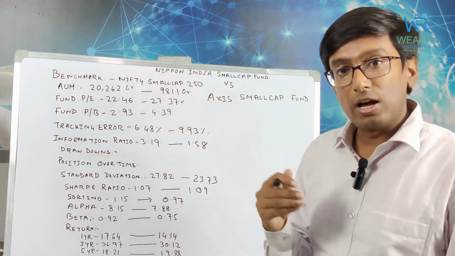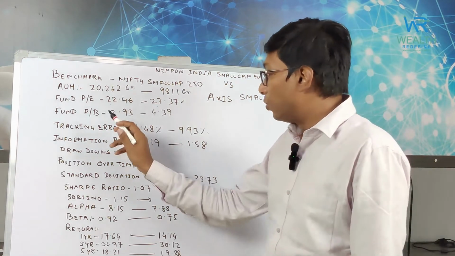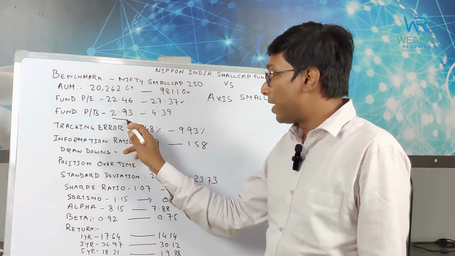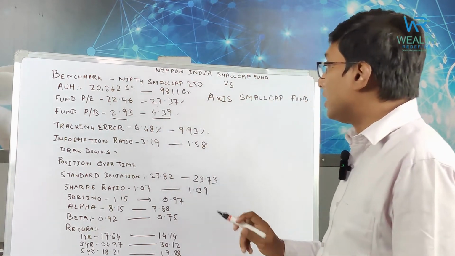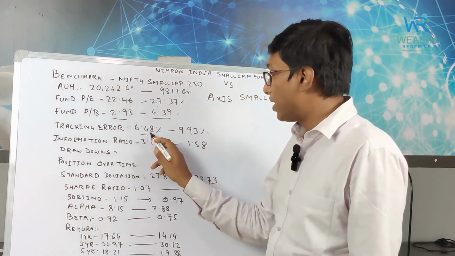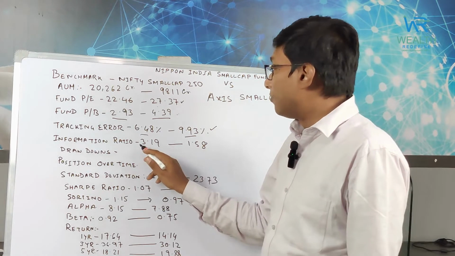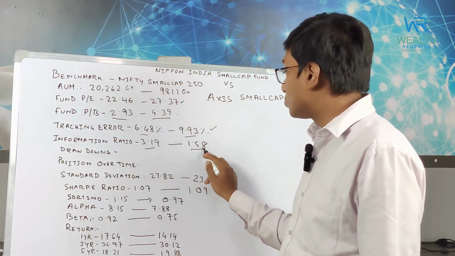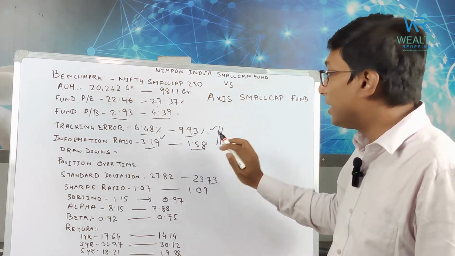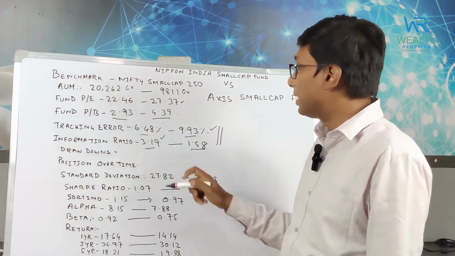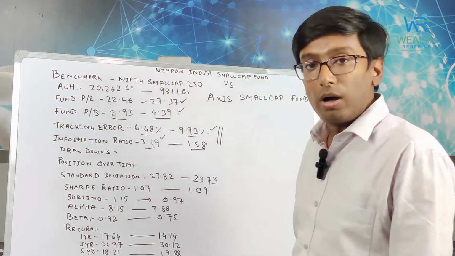Chances of getting a good return increase when the PE is less and you invest at that point of time. If you look at the fund price to book value, again it is 2.93 versus 4.39. 4.39 is considered to be slightly higher. Tracking error is 6.48 versus 9.93. That means again it is slightly on a higher side. Information ratio is 3.19 here and 1.58 here. So these two things are not very important while selecting a fund completely, but these two parameters show that Axis Small Cap is slightly expensive at this point of time.